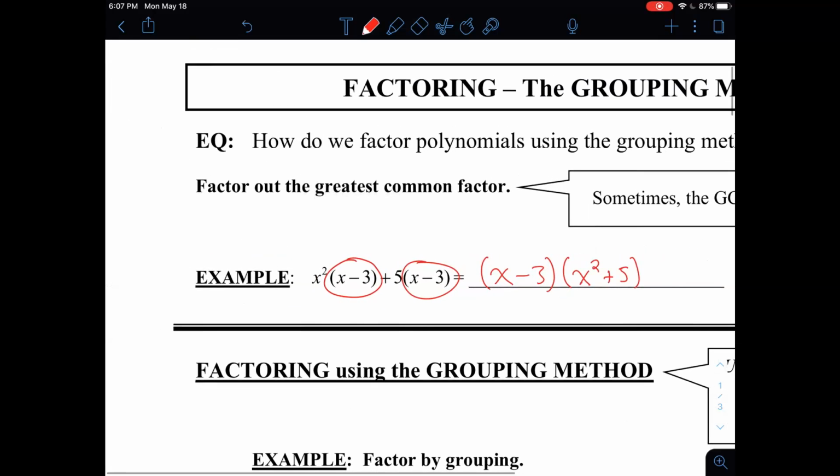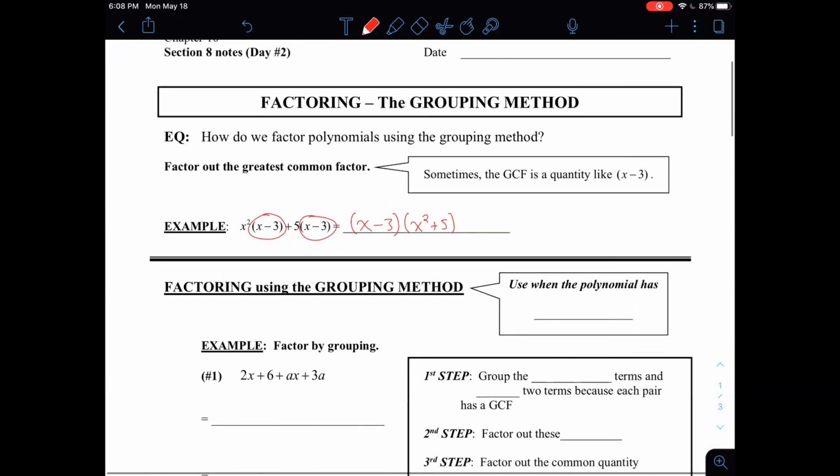Okay, so that's the same thing. They both had an x minus 3 in common, so we can pull those out in front. And then now we have x minus 3 times whatever's left over, which is x squared plus 5. It'll make more sense when we get into some actual problems here.